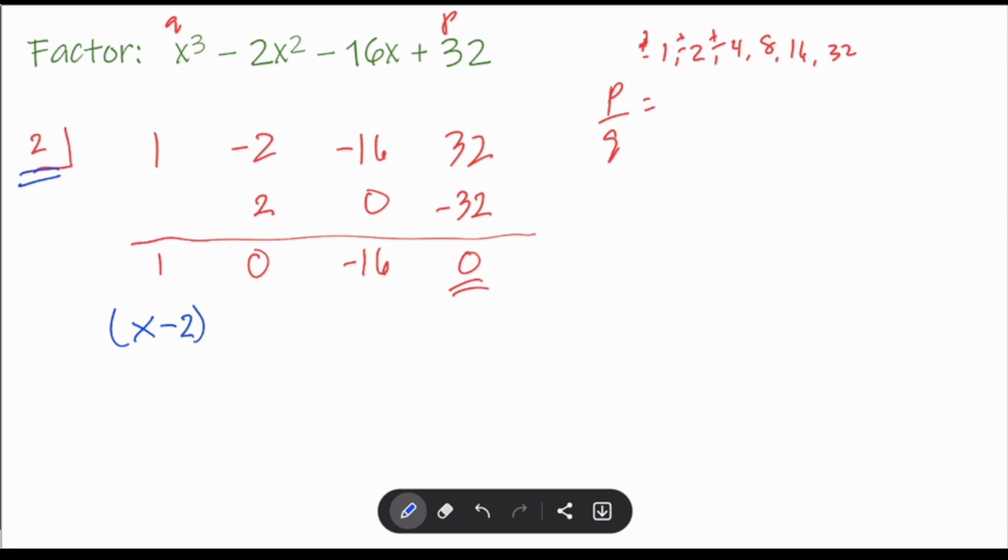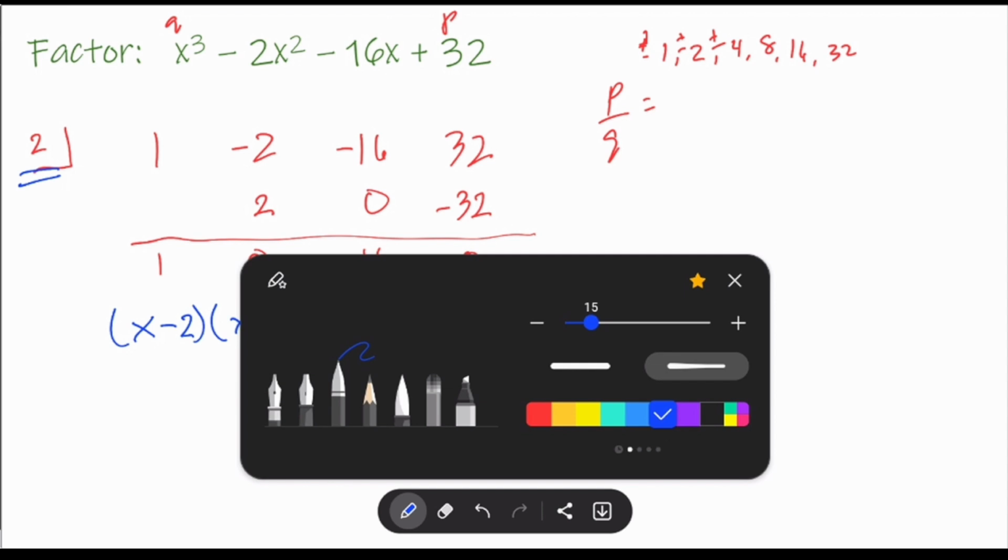We write the opposite sign. And then here 1 is the x squared, and then x 0 is the 0x, so you don't need to write that. And then the negative 16 is the constant, so negative 16. So x minus 2 times x squared minus 16, but we're not yet done since x squared minus 16 can be factored.